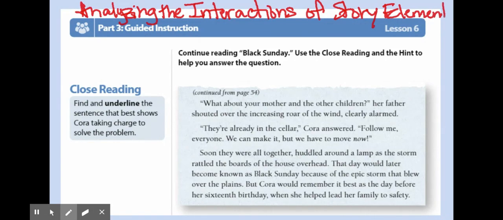After we've written this at the top, guys, we're going to then define analyzing, and that means it is to break apart. Then we're going to define interactions, and interactions means how something comes together or how something works together.